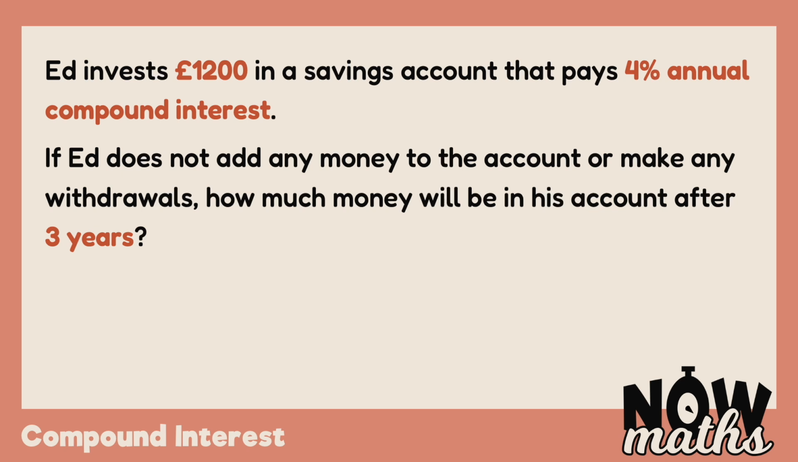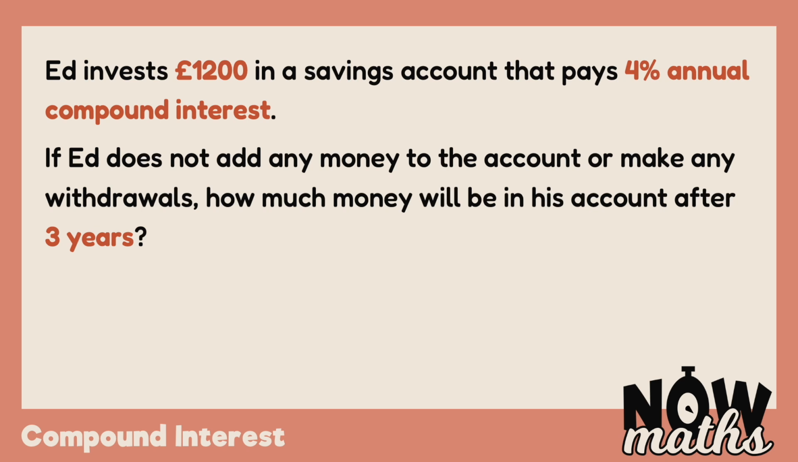Now let's get into our first example. So in this question, Ed invests £1,200 in a savings account that pays 4% annual compound interest. This means that Ed will gain 4% of the amount in his account each year. The question then goes on to say that Ed will not add any money or make any withdrawals from the account, and we need to work out how much money will be in his account after 3 years.